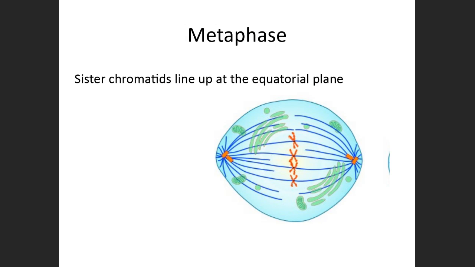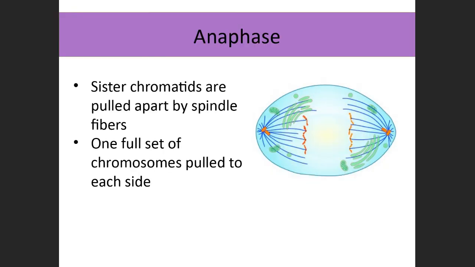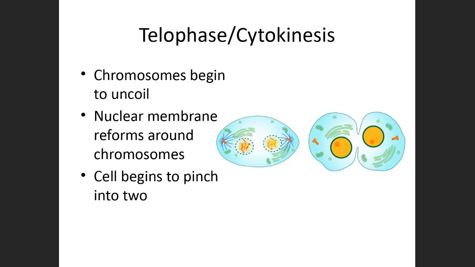Next is metaphase. These chromatids are lined up in the middle, right? And so when the spindle fiber pulls, it's going to pull one replicated piece to one side, the other replicated piece to the other. So that's metaphase, in the middle. Anaphase, they get pulled apart. And telophase and cytokinesis are usually happening at the same time.